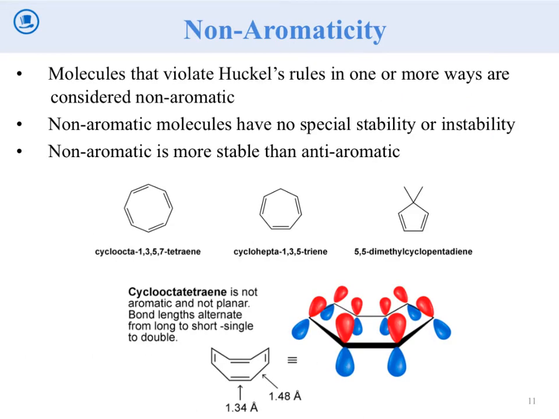So obviously there's aromaticity, which is really stable, and there's anti-aromaticity, which is really unstable, which doesn't happen very often. Most things, though, are non-aromatic, right? So molecules that don't obey Huckel's rules in one or more ways. They're not flat, they're not in a ring, or they don't have a certain number of electrons in the system. So most compounds are not aromatic.